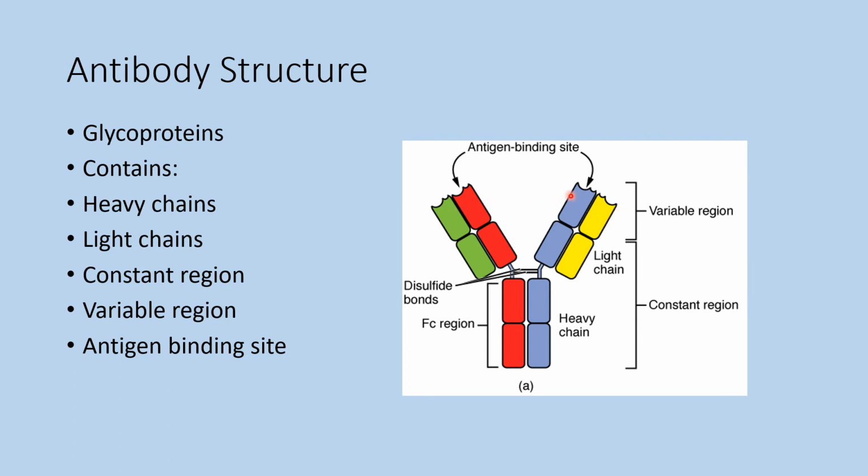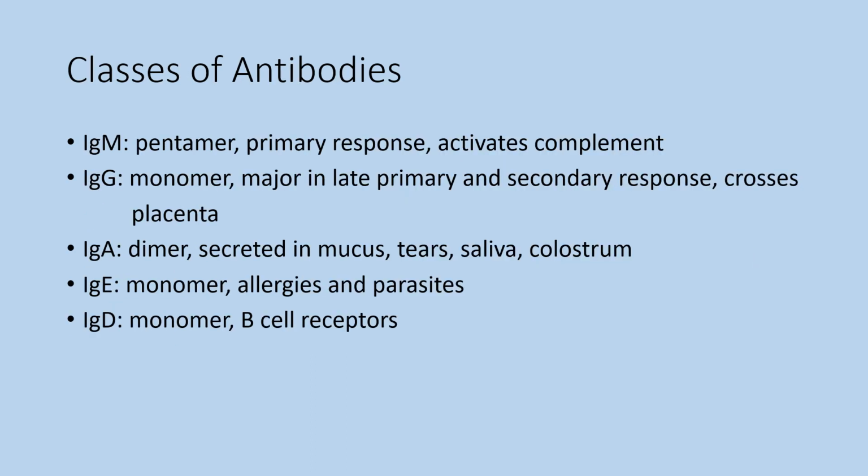On the end, if it looks like a Y, like the ends of the Y up here, those are the variable regions. And then the constant region is down here. The stem down here as well as this area. So these will be the same between all of them. The variable region is a different region. And once again, if you think of this as the Y, on the tip of the Y, that is the antigen binding site. So that's where it's going to physically bind to that antigen if it comes in contact with it.